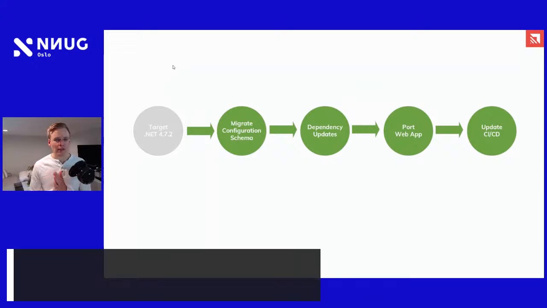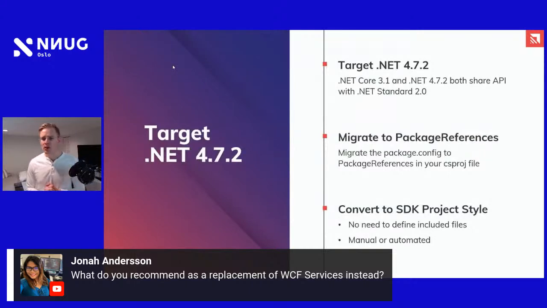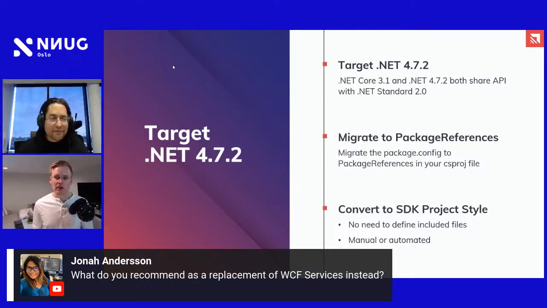All right, so let's dive into this. .NET 4.7.2. So the first thing you need to do here is update to .NET 4.7.2. And the reason why you want to do that is because .NET Core 3.1 and 4.7.2 both share a similar API with .NET Standard 2.0. Alexander, there was one more question here.